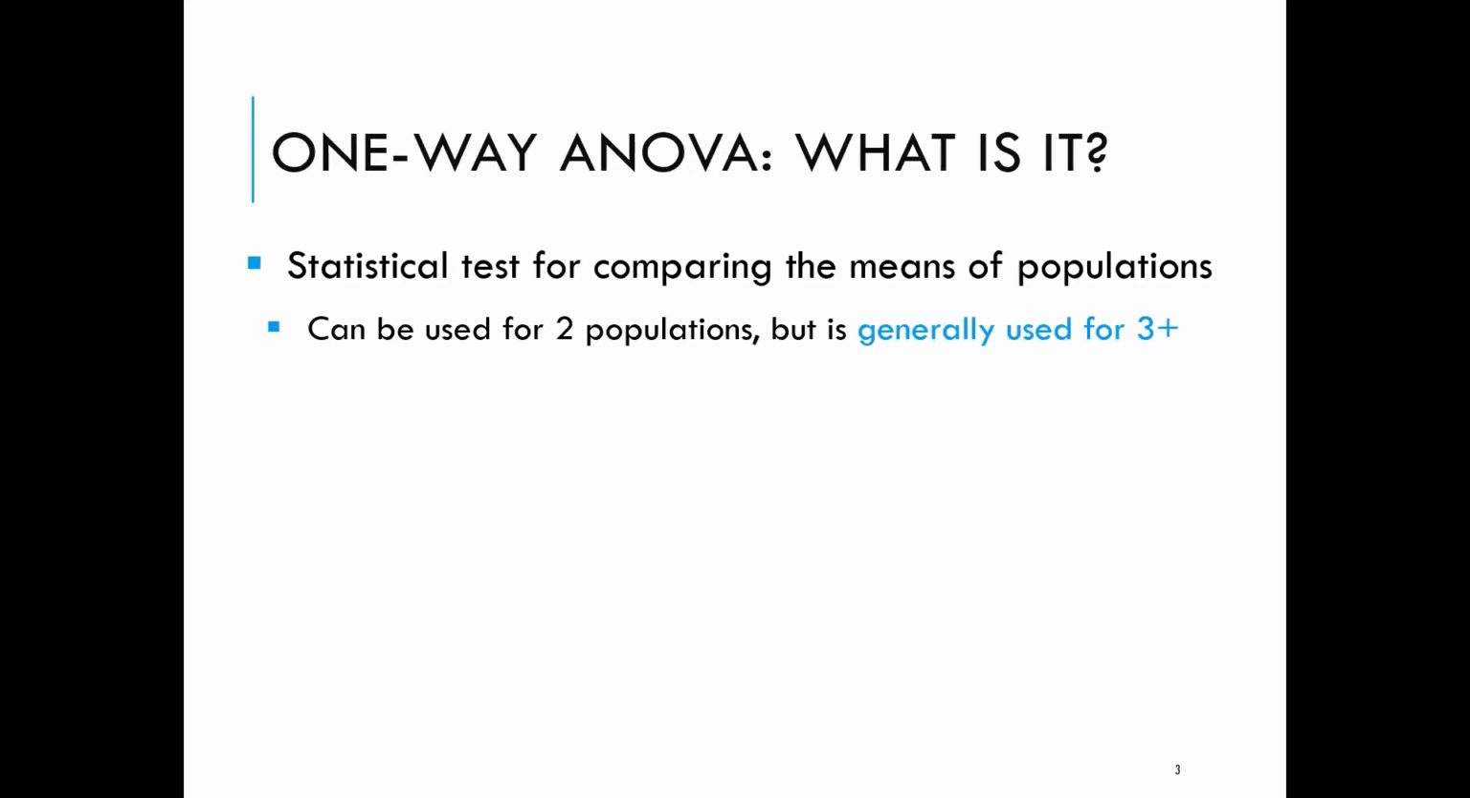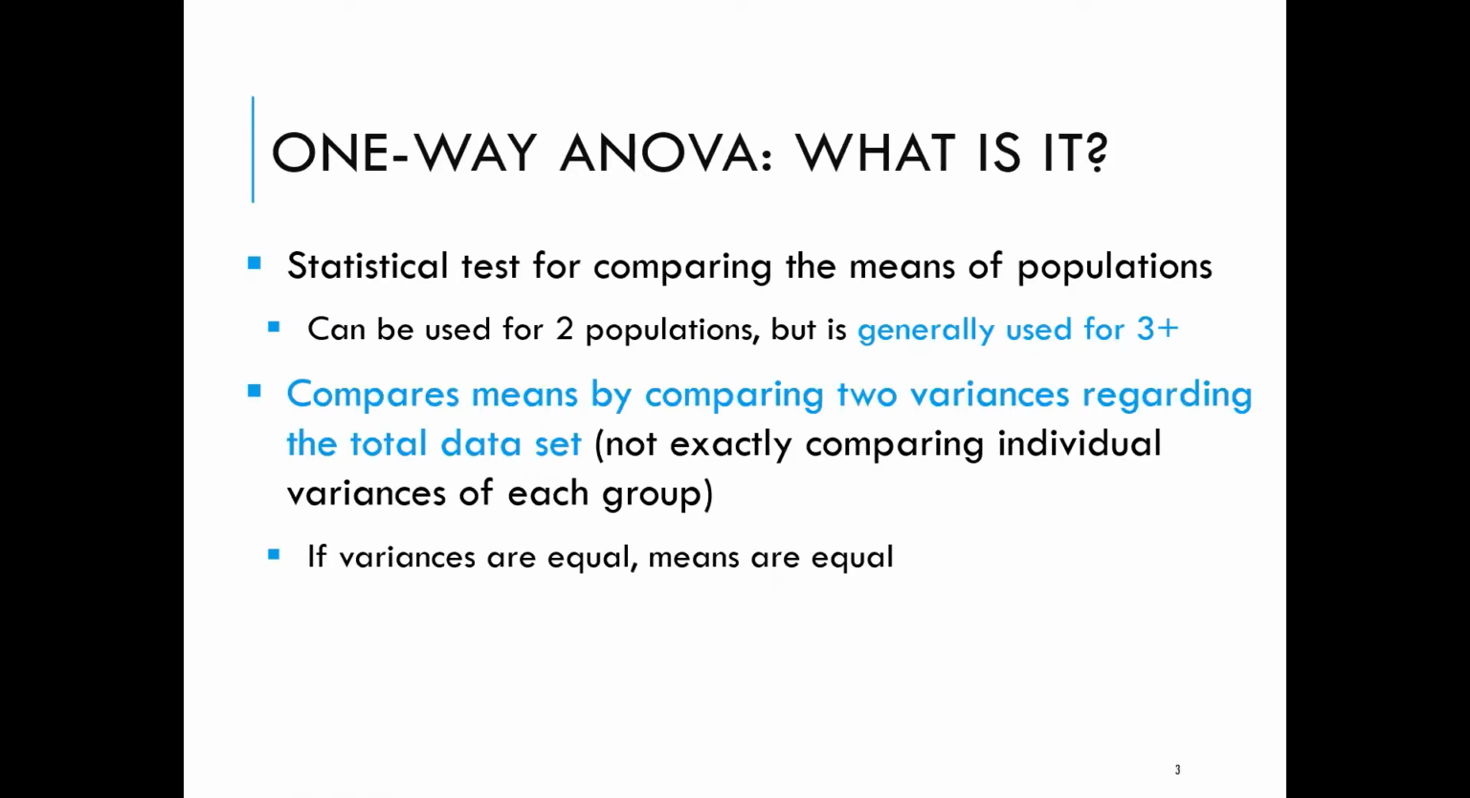So first of all, what is the one-way ANOVA? It's a statistical test for comparing the means of different populations. While it can be used for just two populations, it's generally used for three or more. It compares the means of these populations by comparing two variances regarding the data set as a whole. It isn't comparing the individual variances of each group per se. If these two variances regarding the whole data set are equal, this means that the means are equal. So we compare these variances in order to compare the means.